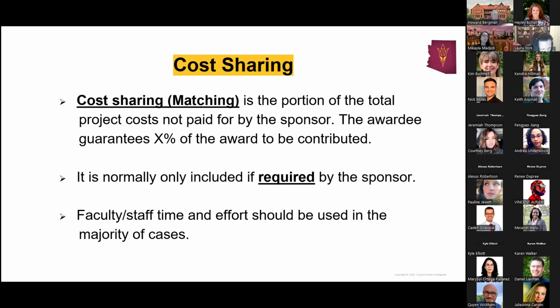So a portion of project personnel salaries may be committed to this project, even though those salaries are still paid for by ASU and not the sponsor. Cost share, of course, requires extra approvals, approval by the department, approvals by ORSPA. So you'd be working really closely with your RA if cost sharing or matching is required. Any questions on cost sharing?